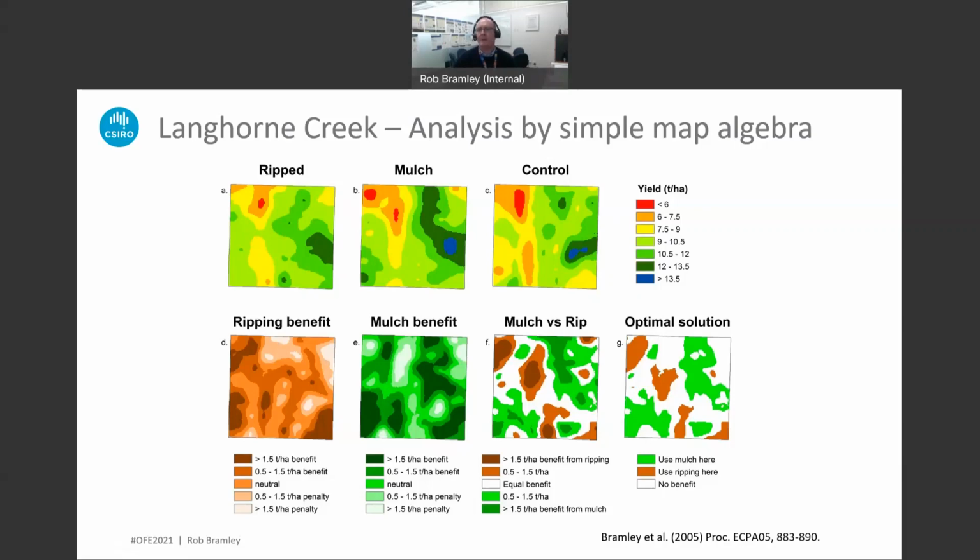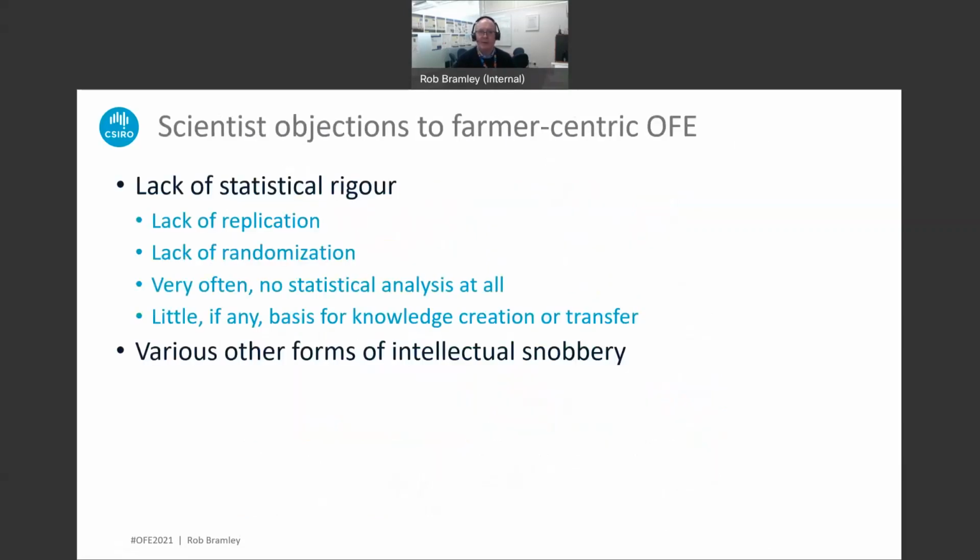And indeed, it would be fair to say that there are commonly scientist objections to farmer-centric on-farm experimentation, nearly always built around perceptions of lack of statistical rigor, perhaps with respect to randomization, replication, and indeed the lack of perceived statistical basis for knowledge creation or transfer. And sometimes there are some other forms of what I would describe as intellectual snobbery.